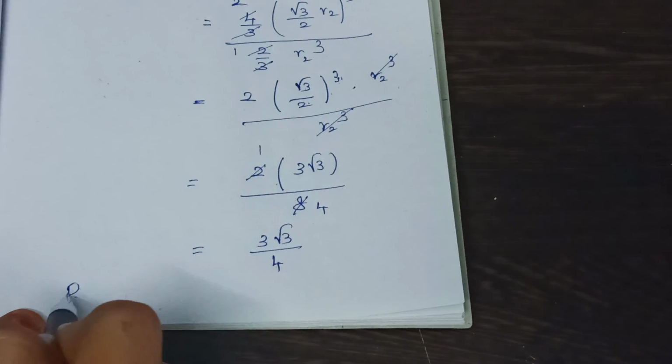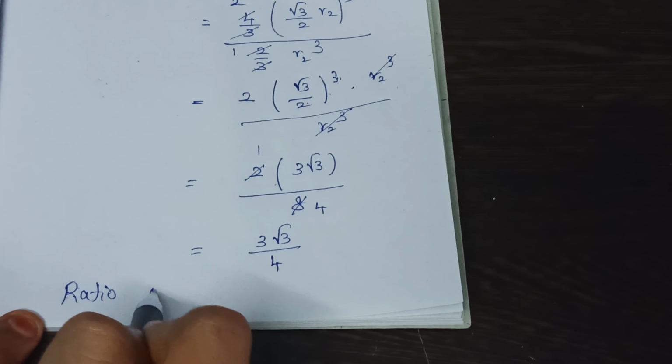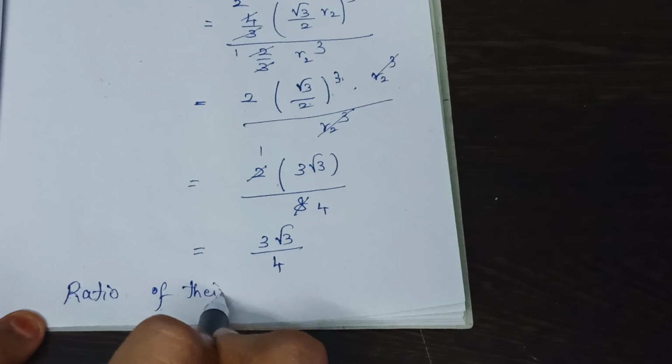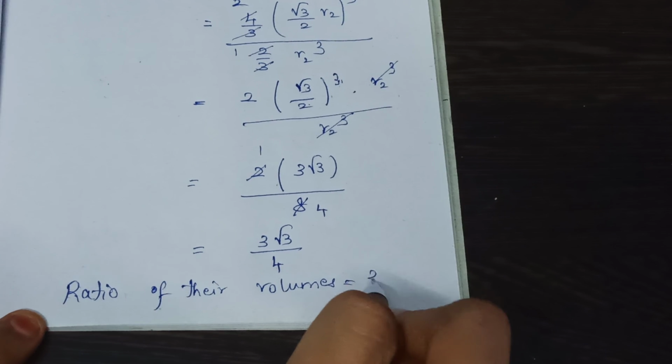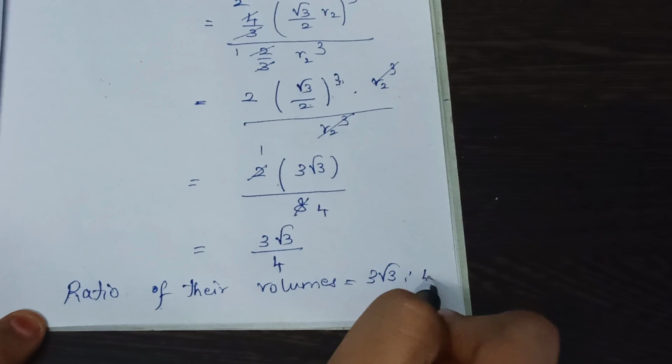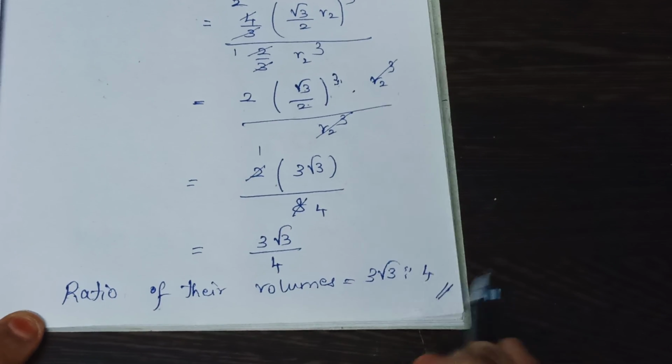Therefore the ratio of their volumes is given to be 3 root 3 is to 4. So which we have proved.